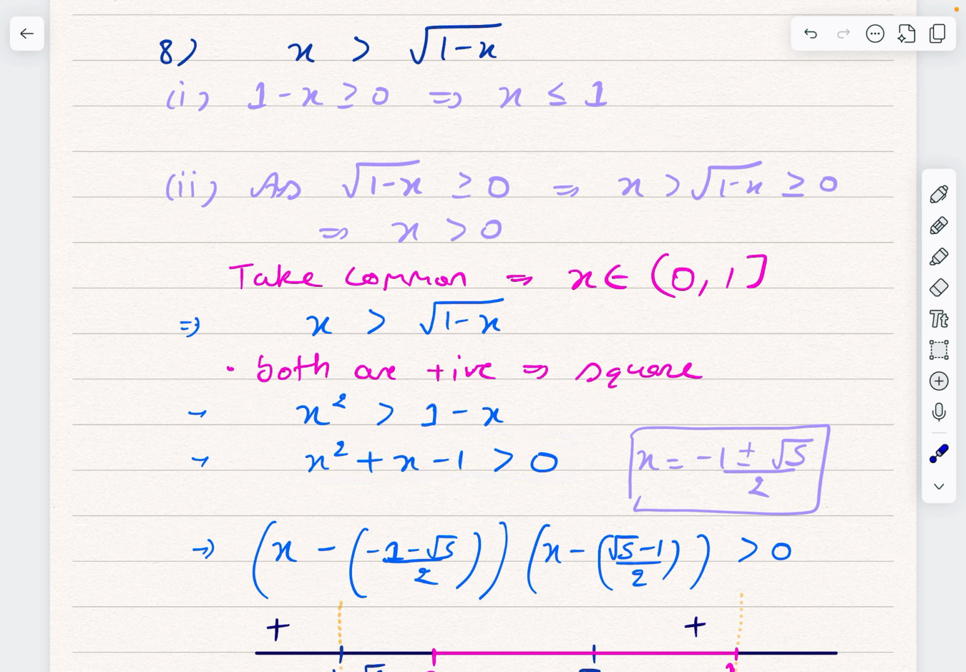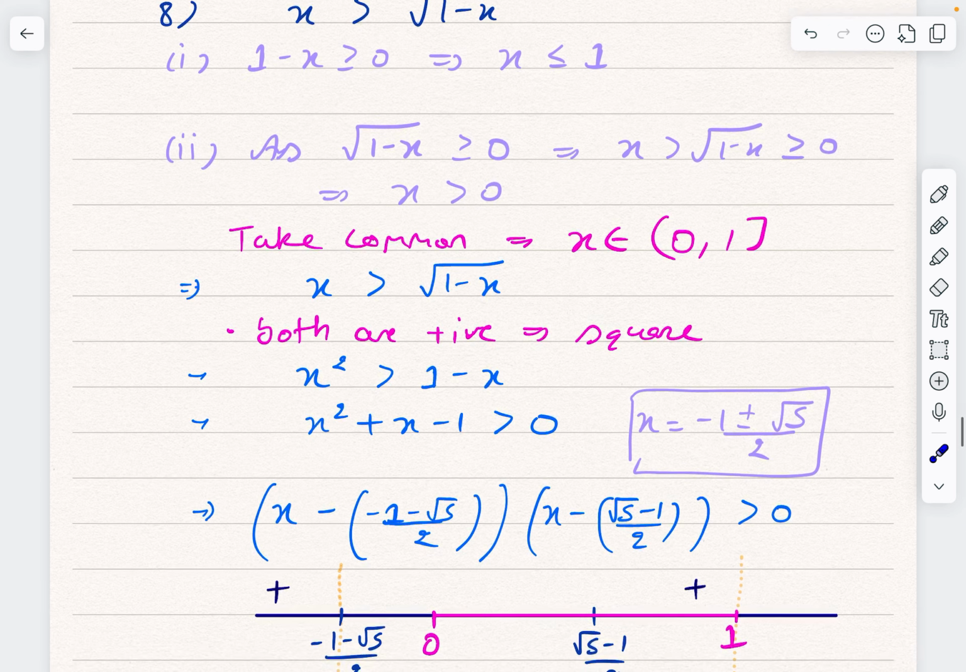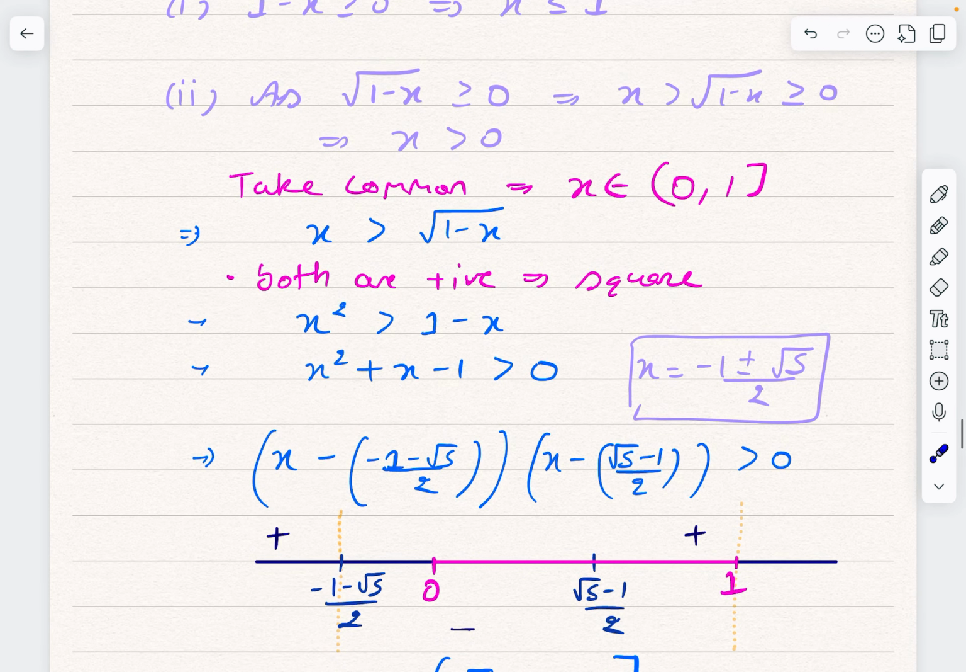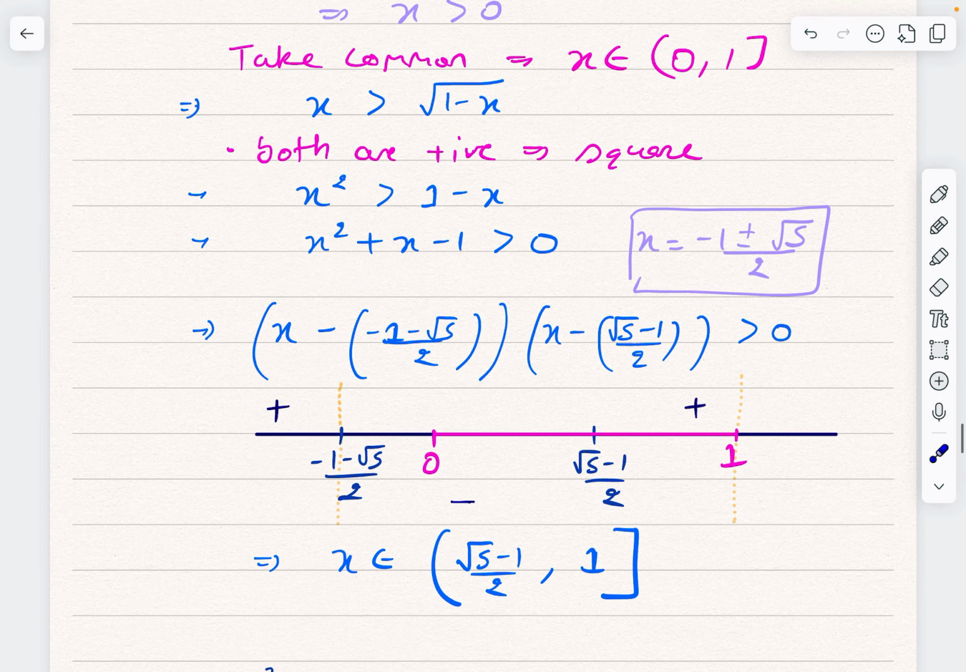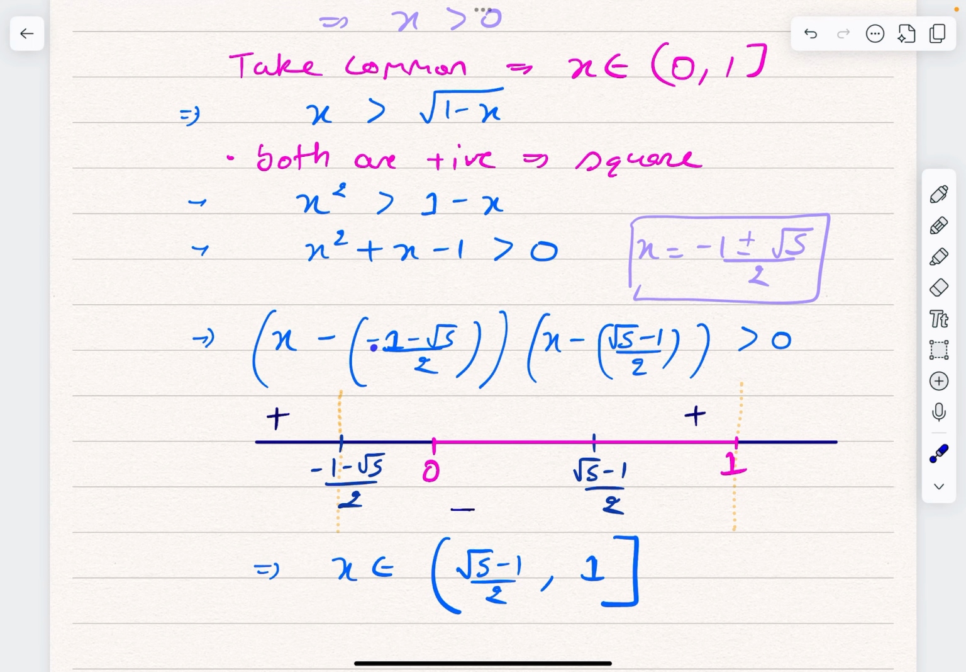Now for this equation, D might look like negative, but D is positive here, and the roots will be irrational. They look something like minus 1 plus minus square root 5 by 2. So this will be factorized as x minus minus 1 minus root 5 by 2, x minus root 5 minus 1 by 2 greater than 0. So you plot the roots on the number line. Now approximate value of the roots you have to see.